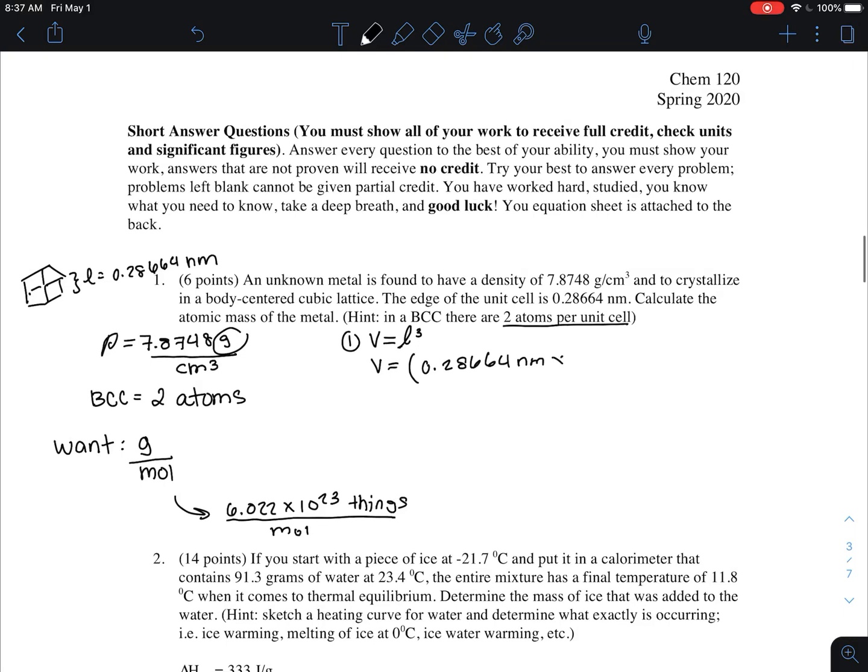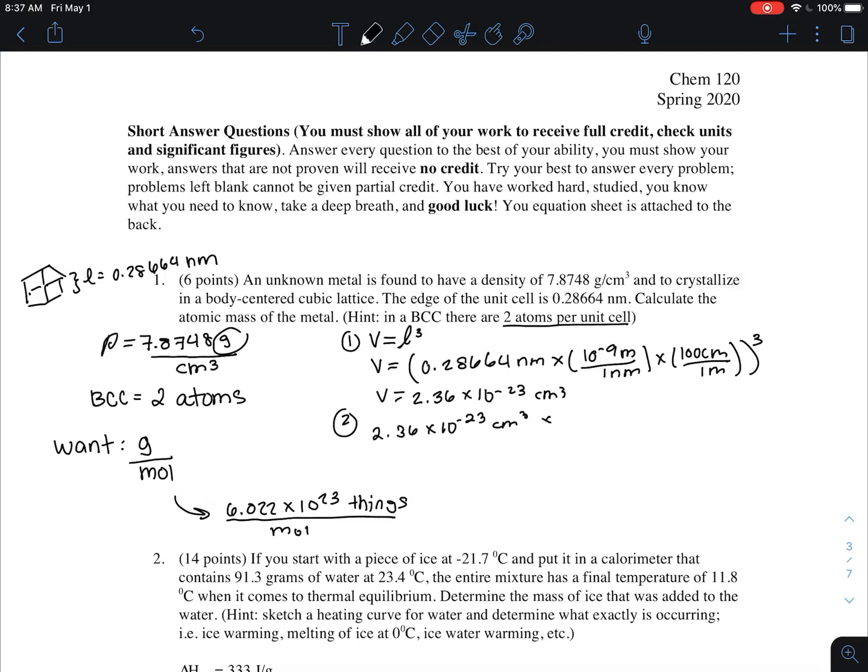So volume is equal to 0.28664 nanometers. Now these are the prefix conversions I have to remember. I remember that I have 10 to the negative 9 meters in 1 nanometer, and that I have 100 centimeters in a meter. That's how I remember it. And then I have to cube the whole thing. And when I plug that into my calculator, convert, and then cube to get the volume, I get 2.36 times 10 to the negative 23rd centimeters cubed.